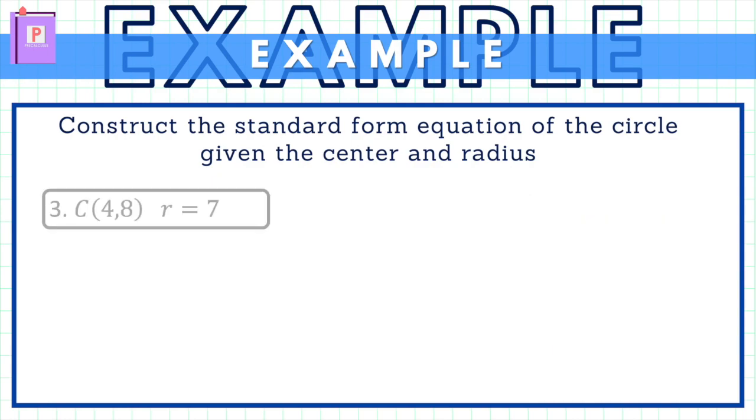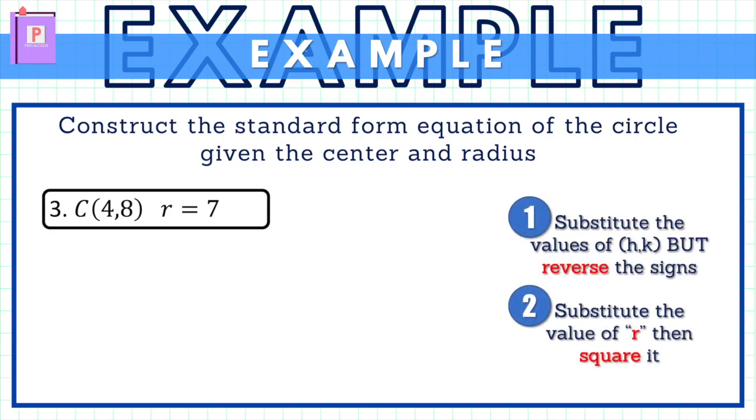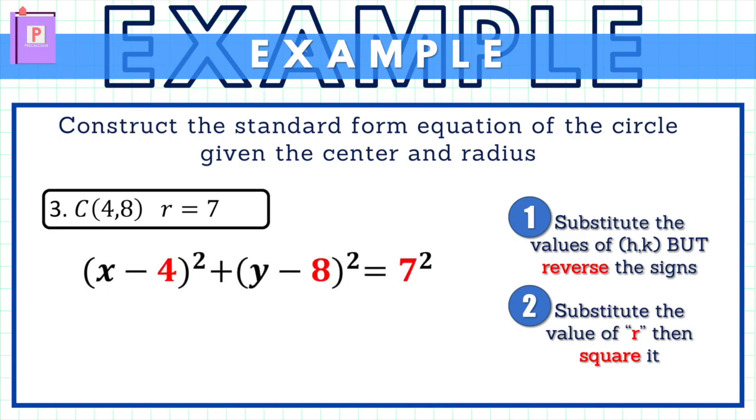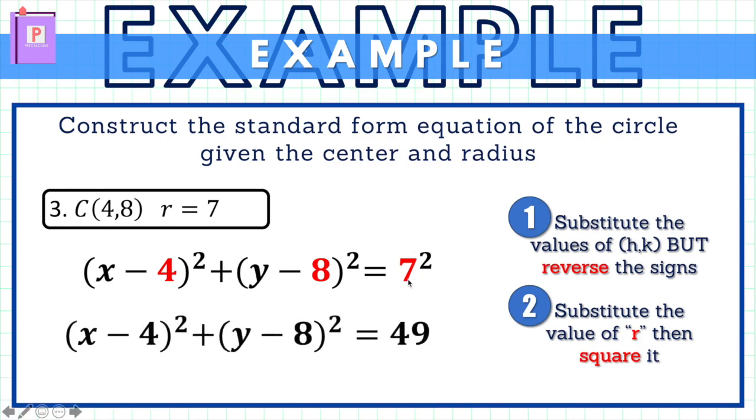For this example, we have a center at 4, 8, and a radius of 7. Substituting this, we have the quantity of x minus 4 squared plus y minus 8 squared is equal to 7 squared. Now simplifying, especially the radius, 7 squared is 49.